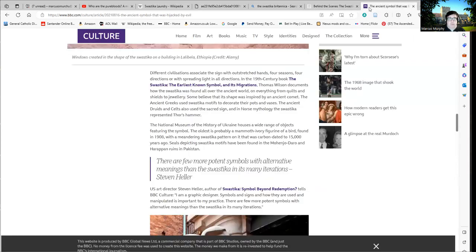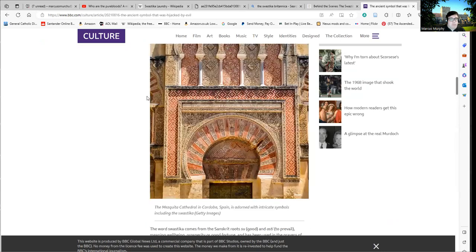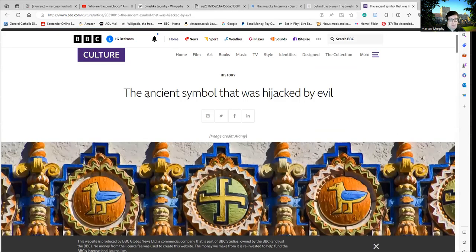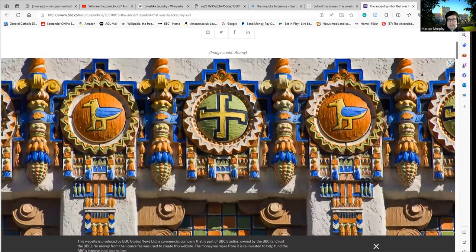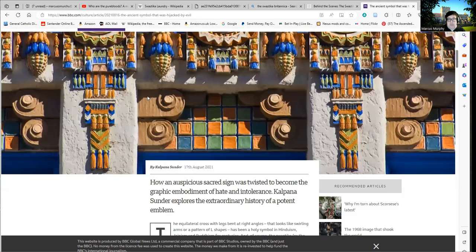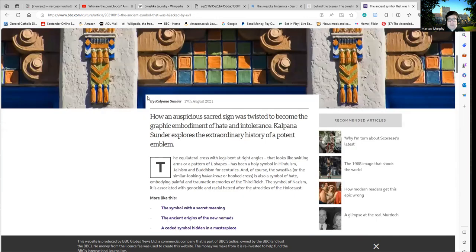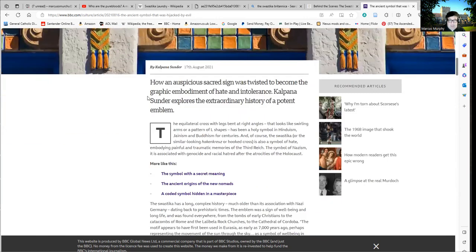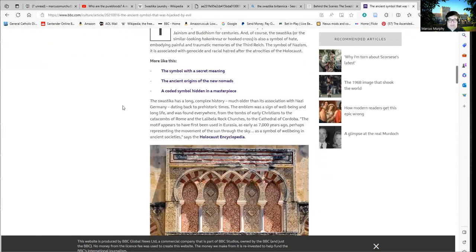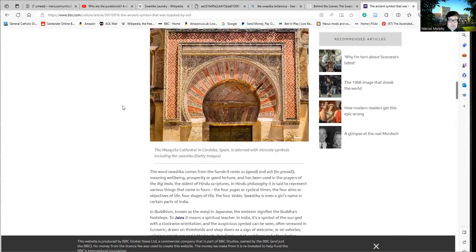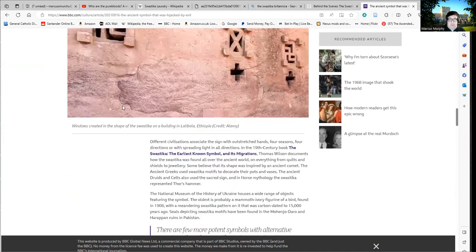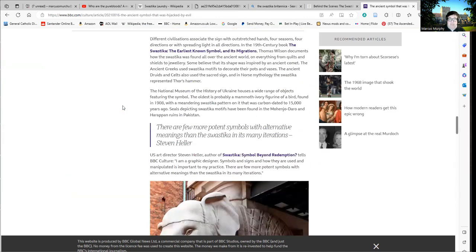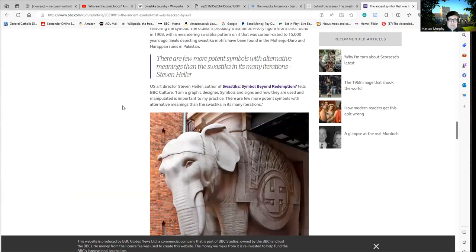Here's an article from the BBC about it and how it was hijacked. You'll see here how it's used in Indian culture. It's still used in Indian culture and has never acquired the sort of element of evil it has here. But as I scroll down this article, you'll notice some quite amusing bits. I'll put a link to this article so you can read it as it goes into some detail about the history of it in Indian tradition.